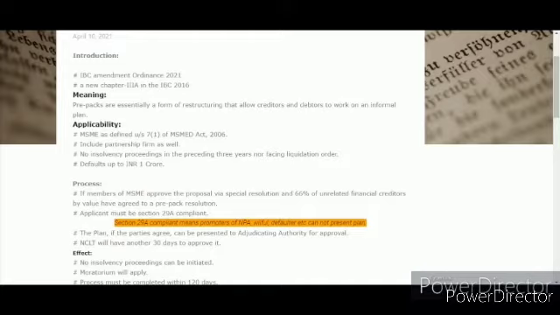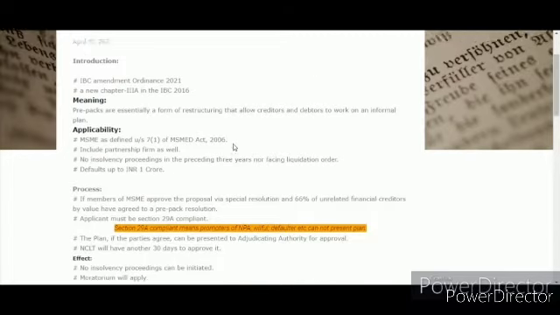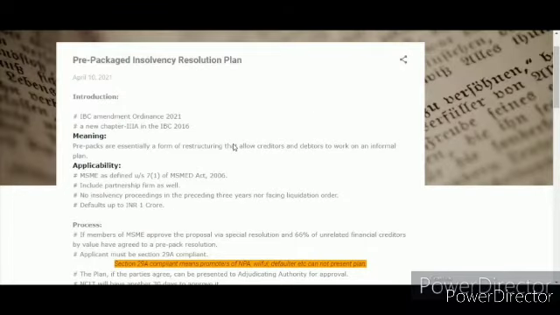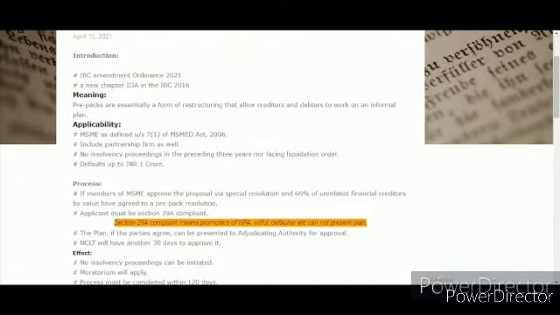So this is the very informal meaning. So what basically is the pre-pack plan? It's simply an arrangement between the debtor and creditor. It's like an agreement or a private process wherein some sort of relaxation is provided by the creditors. So let's go to the applicability part.